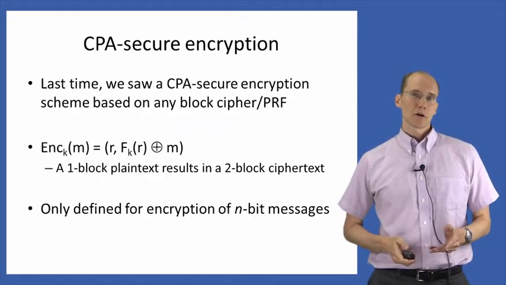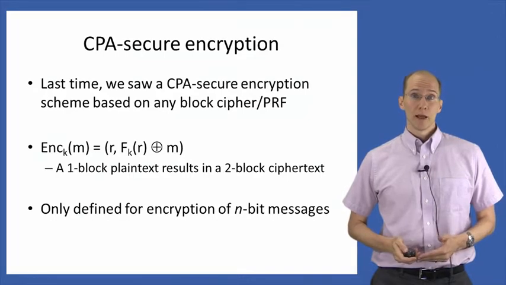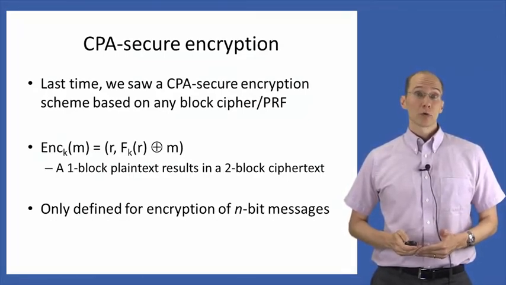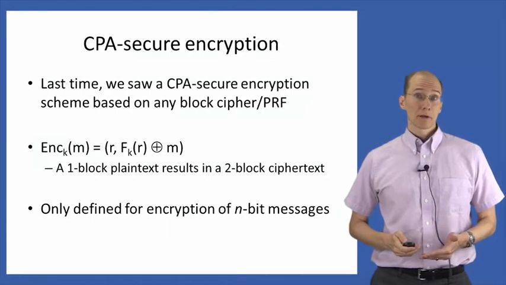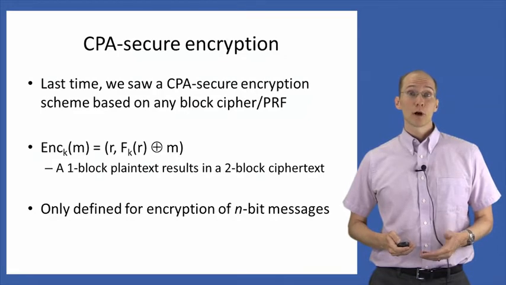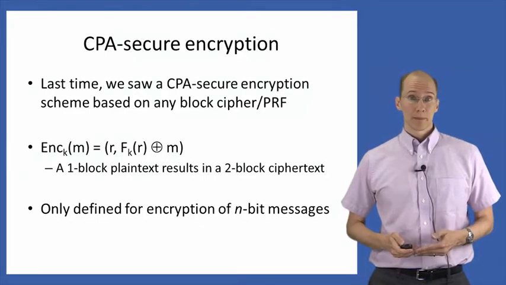In the last lecture, we saw an example of a CPA-secure encryption scheme based on a block cipher, or PRF. And just to remind you of what that scheme looked like, there we had the encryption of a message M using a key K being done by having the sender first choose a random value R and then send R along with F_k of R XORed with M.